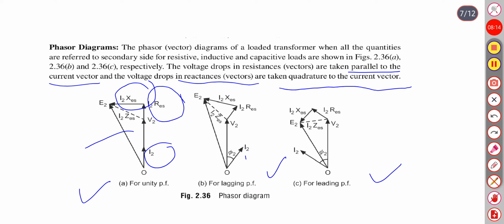There is an angle between I2 and E2. Here that angle is on the leading side, meaning I2 is leading V2 by phi 2.